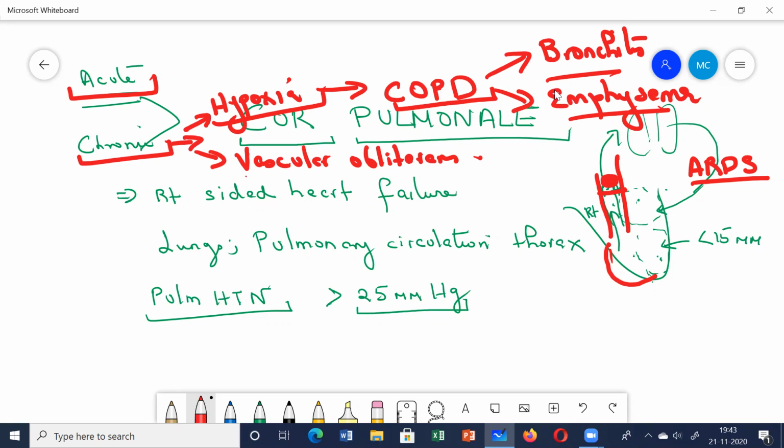This is one thing. And talking about vascular obliterance, from the name only you can understand: any pathology which is causing obliteration in the vascular bed. Any inflammation, any swelling, any thrombus which is obliterating this vascular tree. So that covers acute and chronic. Next, let us see the clinical features, how the patient is going to present to you. Let us talk about the features of acute cor pulmonale.